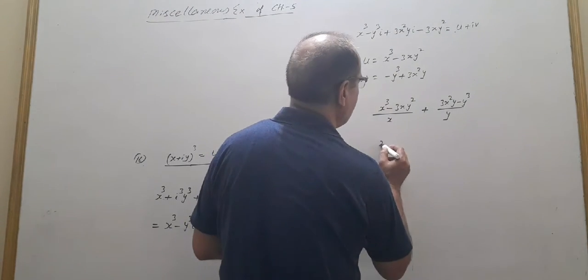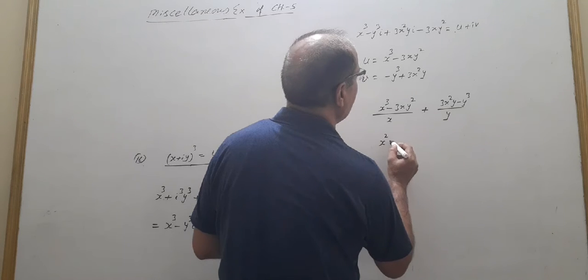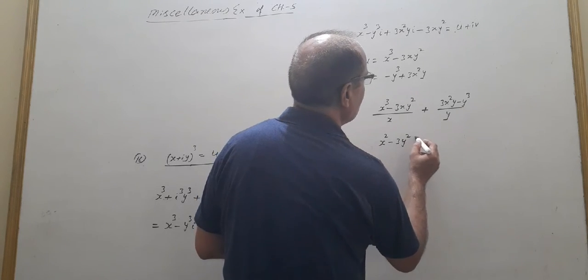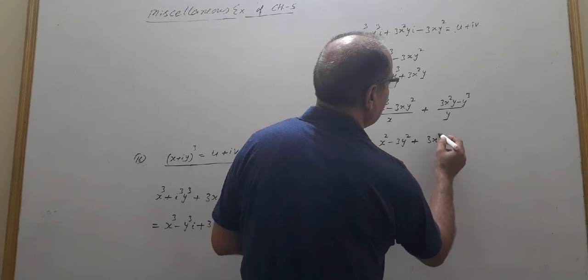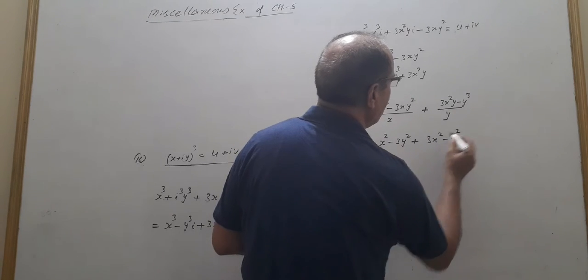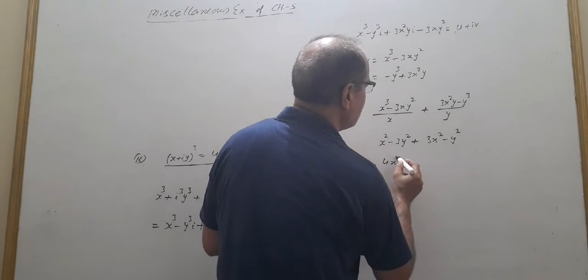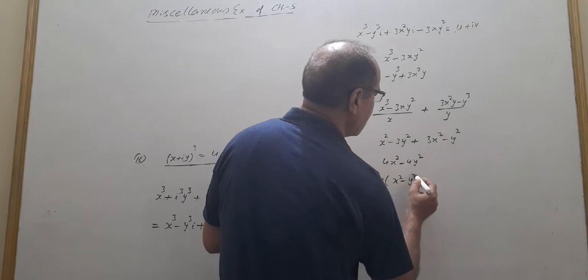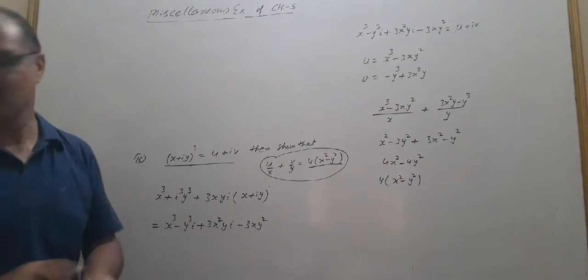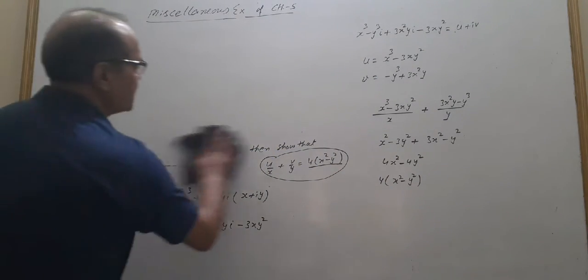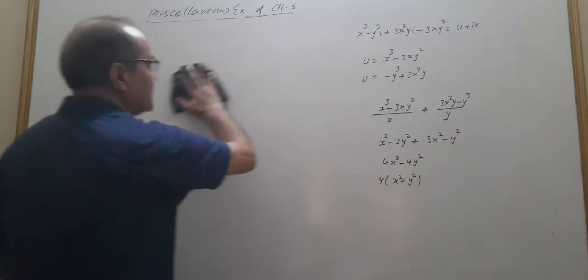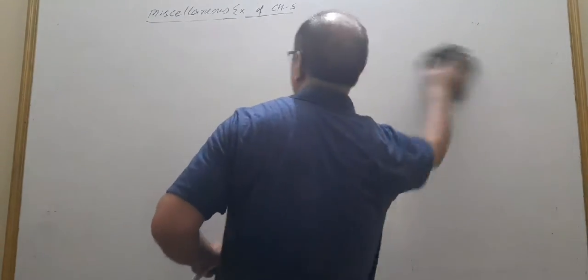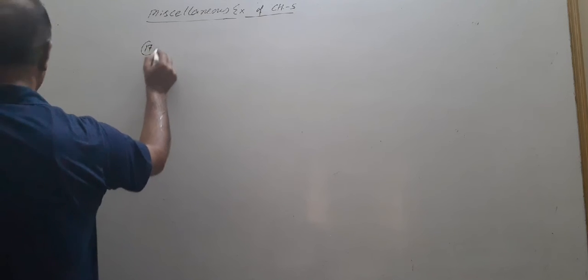Now x taken outside common, and x to x cancel. This becomes x square minus 3y square and plus y taken outside. This becomes 3x square minus y square, and simplifying this becomes 4x square minus 4y square, and this 4 taken outside. So what is the result? Hence the result is proved, that is 4 times of x square minus y square. Now it's again a very important question. Now after this I will start with another important problem, that is question number 17 of your NCERT book.